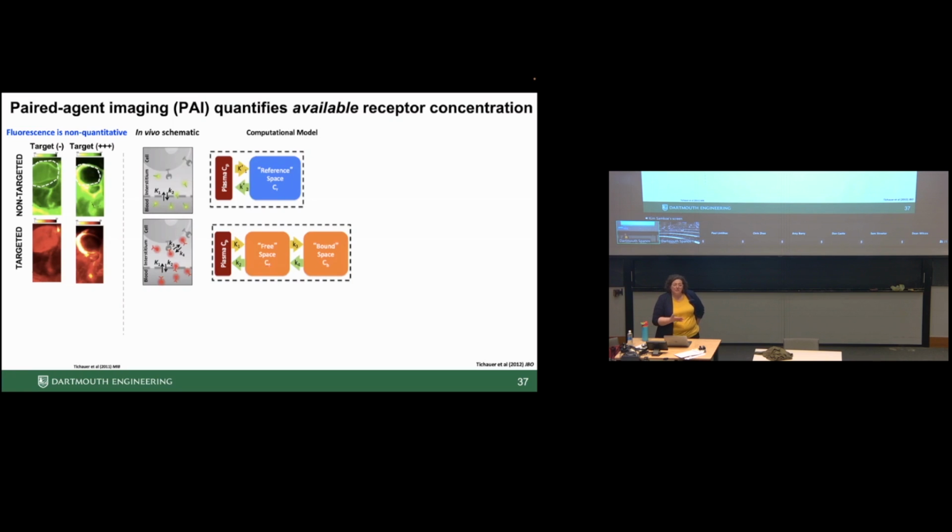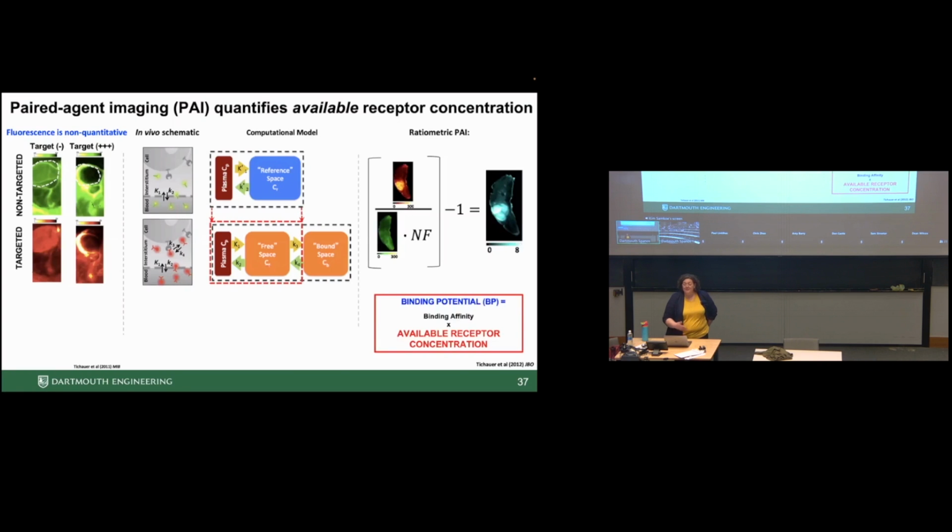And because of that, we can actually use the untargeted agent as a control and remove the nonspecific signal from the blood and the intercellular space from the targeted signal. And we do that through a simple ratiometric method in which we take the targeted and we divide it by the untargeted image. We subtract 1. And what we end up with is a map of something called binding potential. And binding potential is simply the affinity, or how strongly that ligand receptor binds, and then the available receptor concentration.